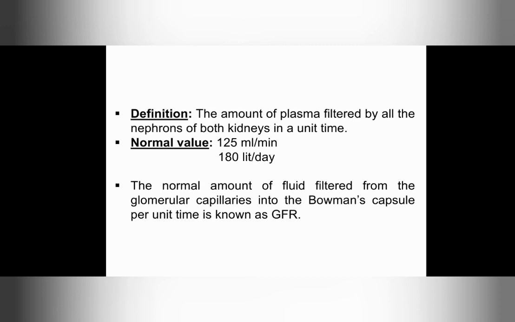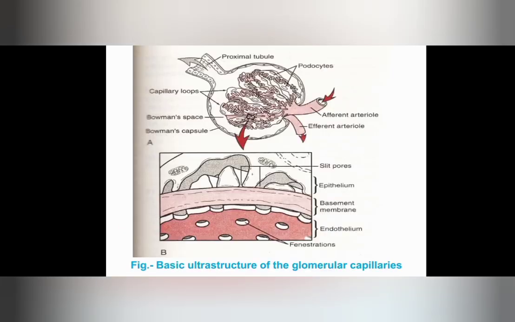The normal amount of fluid filtered from the glomerular capillaries into the Bowman's capsule per unit time is the GFR. The same definition is written: the normal amount of fluid filtered from the glomerular capillaries into the Bowman's capsule. See, this is the figure.